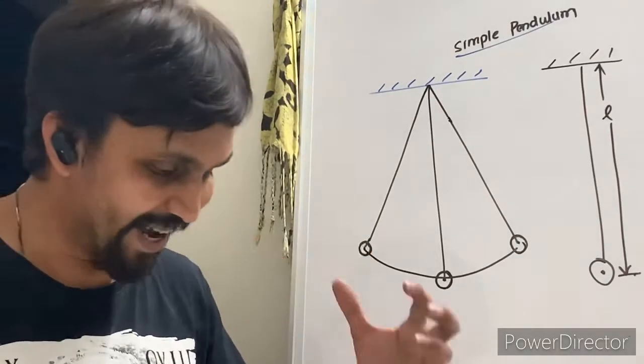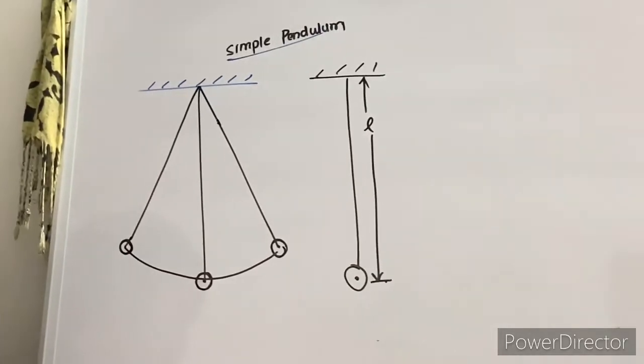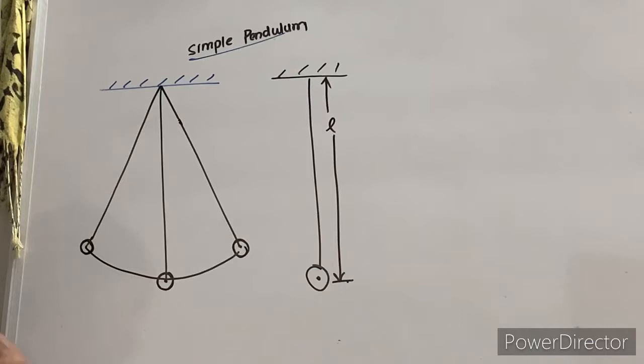Now what exactly is a simple pendulum? In a simple pendulum, a point heavy mass called a bob is attached with a massless inextensible string with the help of a rigid support. This arrangement is called a simple pendulum.